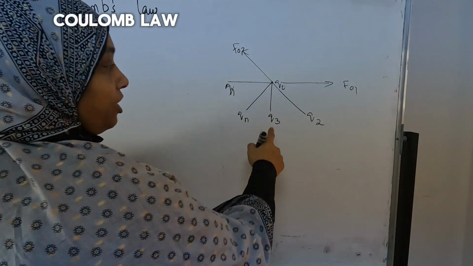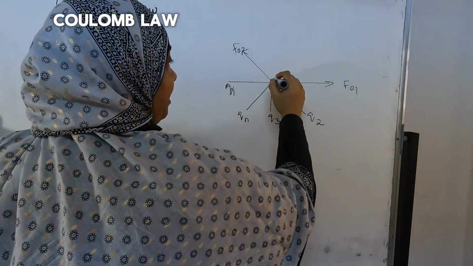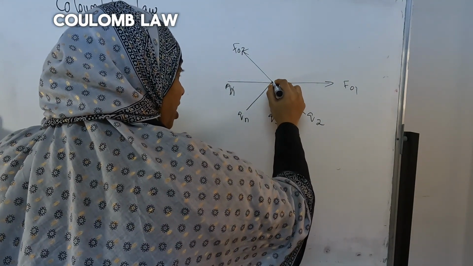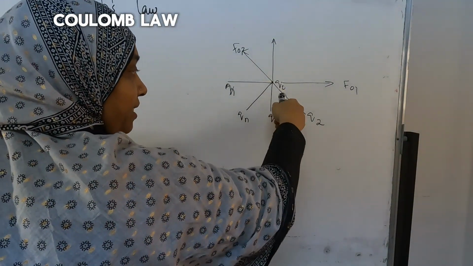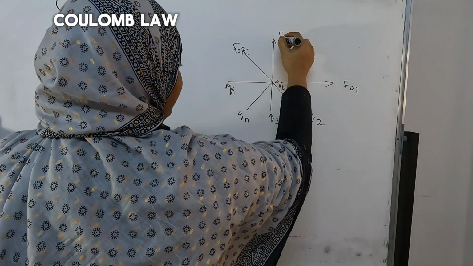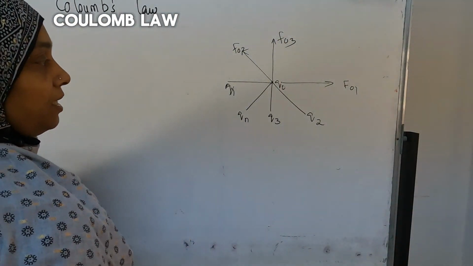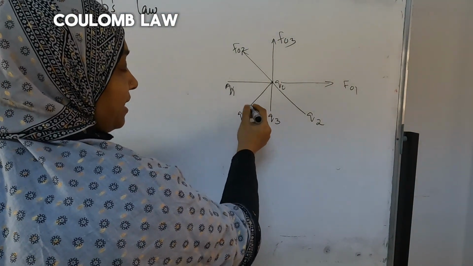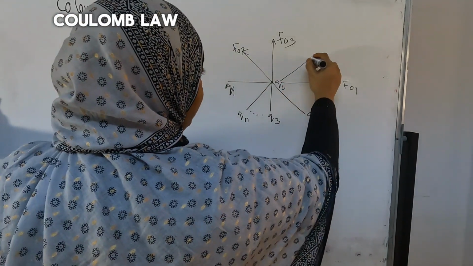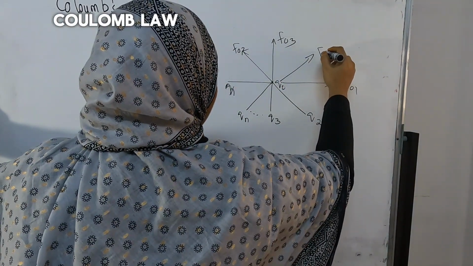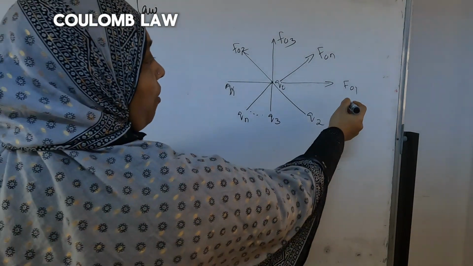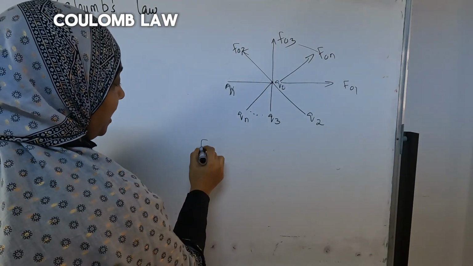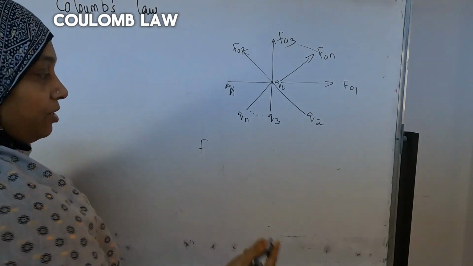Clear? Now Q3, you see, what will it do? The same thing, not allowing the force here. If it is trying to come here, it keeps it going that side, so F03. And Qn, like this, a lot of charges are there. Qn is going to act on this one, so we will have F0n.